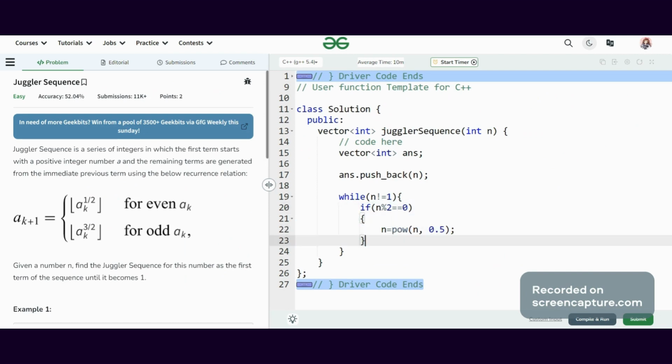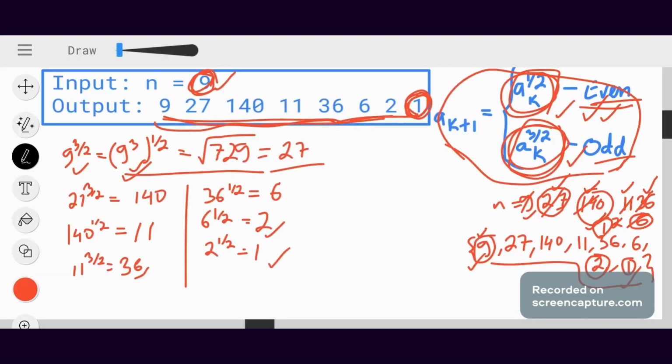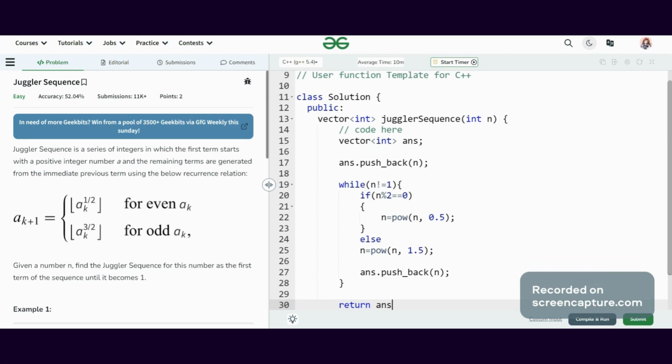Now let's find out the case for odd. What are we asked for odd? We will apply this formula for odd. So let's apply. Can we write 3 by 2 as 1.5? Because you will get the value as 1.5. Now, at last what you will do? You will push your term, the n value, into your sequence, that is my answer. At last, return the answer.